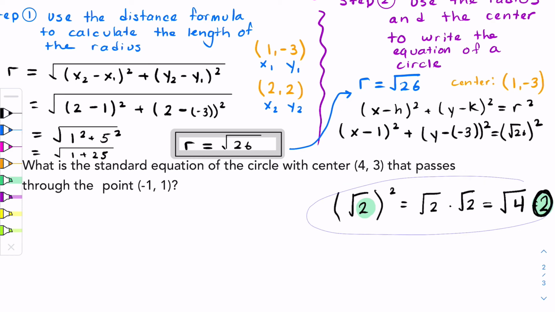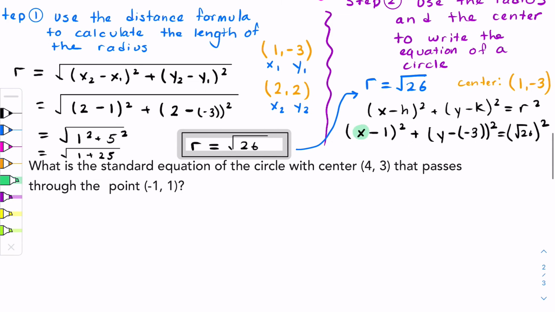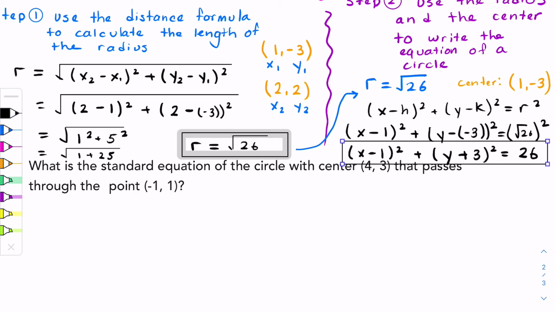So when we simplify our equation right here, when we have the square root of 26 squared, that is going to simplify to just 26. Our final answer is x minus 1 in parentheses squared plus y plus 3. We're subtracting a negative, so plus 3 squared. And this is equal to the square root of 26 squared, which is 26. That is your final answer. I know it's a little crammed in here on my note sheet, but that is what you are doing. That's your final answer.